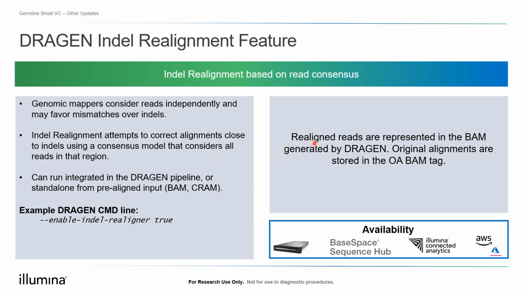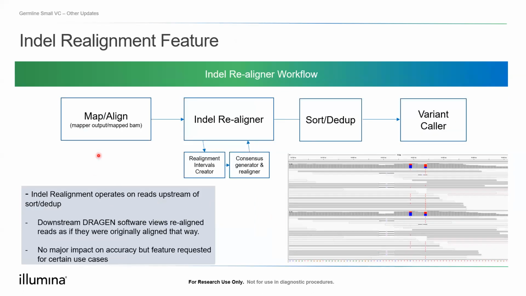And what we will do is we will have the realigned reads in this BAM file, but we'll also have the original alignment. So, you can have the BAM file with both of them. The workflow is fairly straightforward. You have the mapper and the aligner, and then you have the indel realigner. So if you turn on this feature, it creates this indel realigned BAM file with both the alignments. You do sort dedupe and you do variant calling.